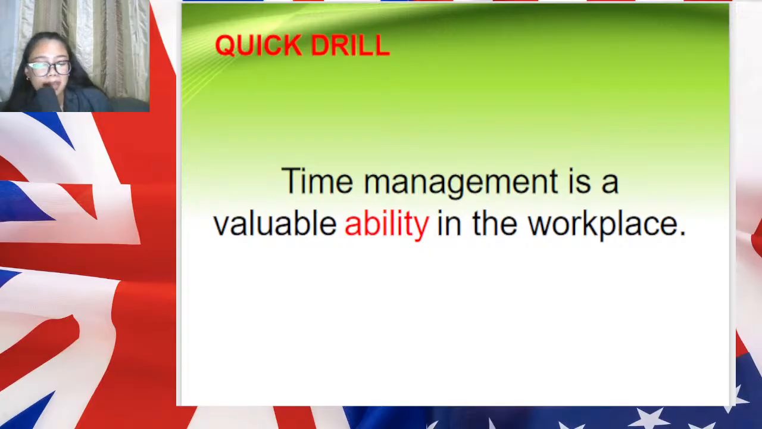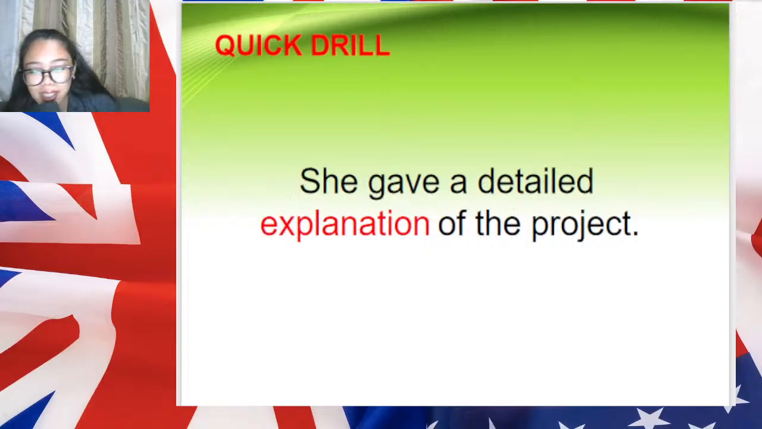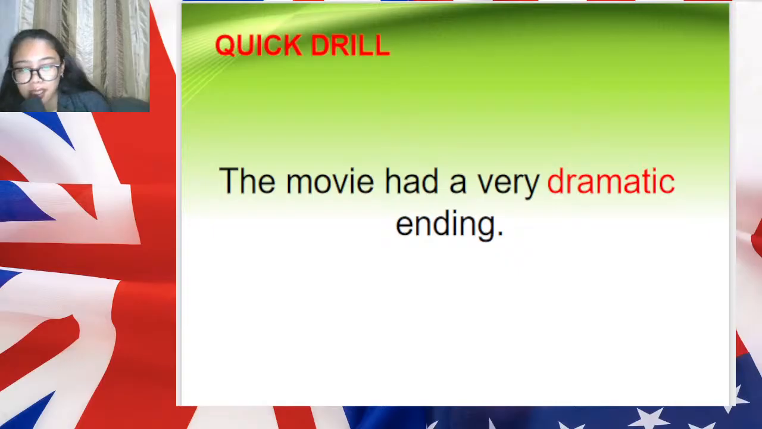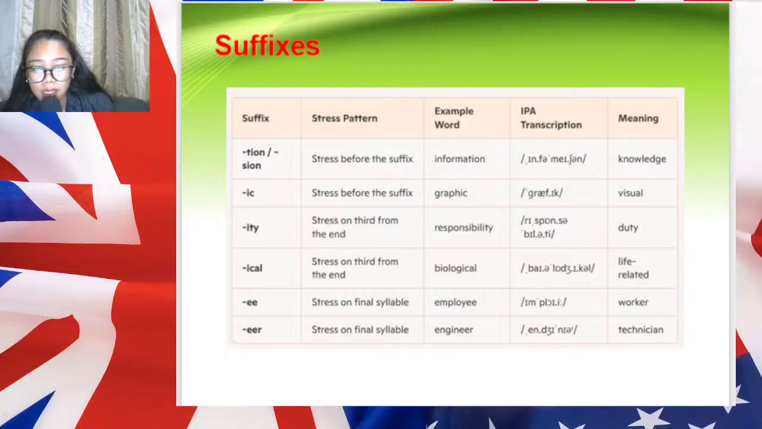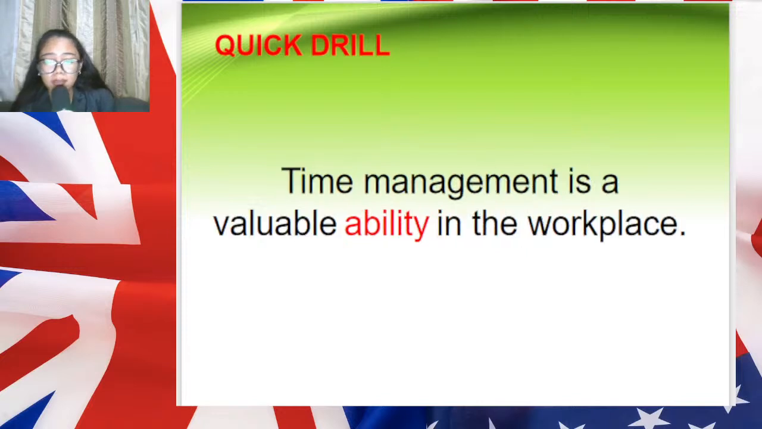Again, the rule says, since our suffix is it, our rule to follow should be it, stress on the third from the end. Okay? So let's look at ability. Stress on the third syllable right from the end. Ability. There are three of them, and we need to count them based on this sentence.